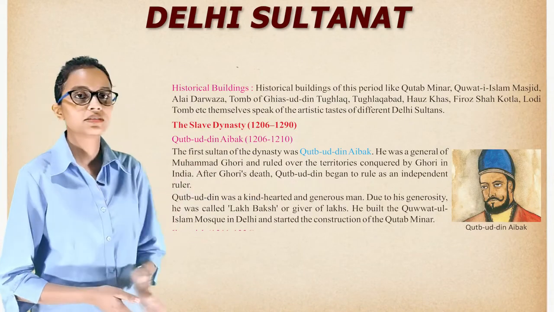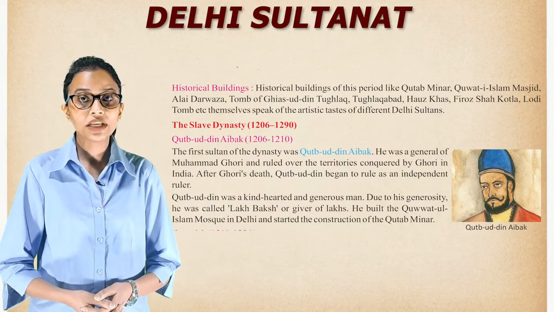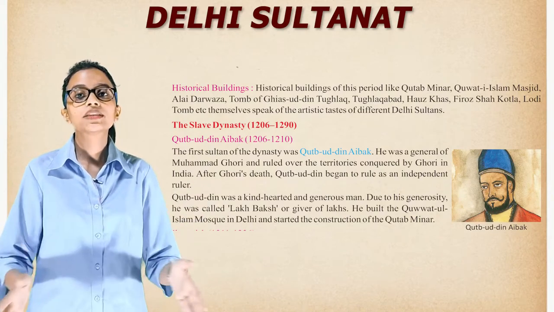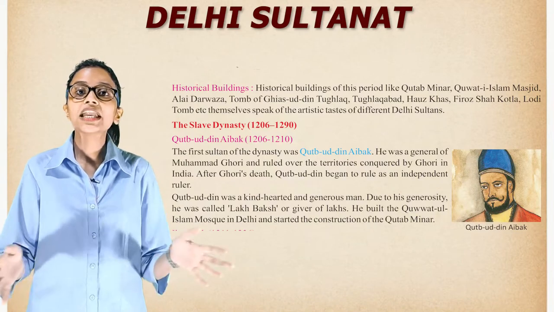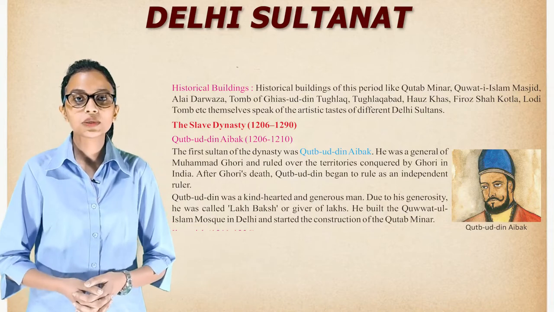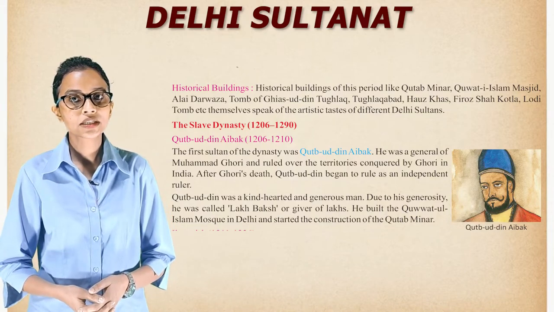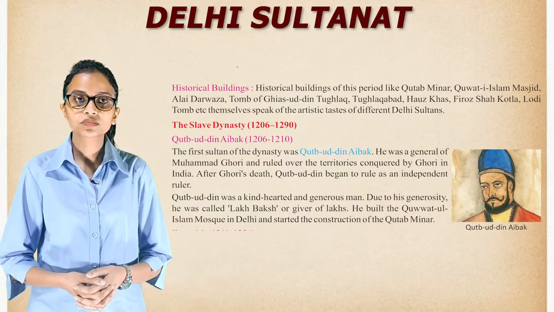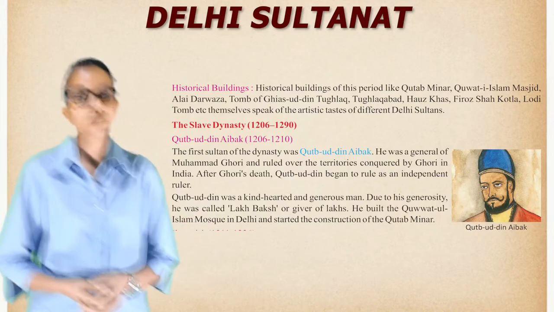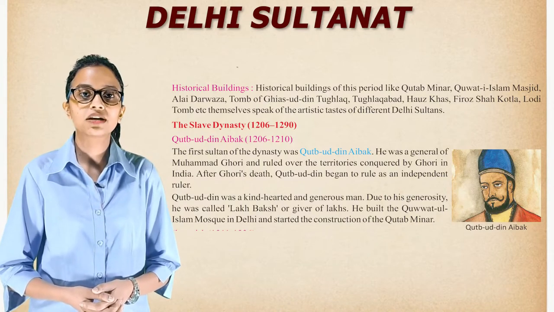Historical buildings. Historical buildings of this period like Qutub Minar, Quwwat-ul-Islam Masjid, Alai Darwaza, Tomb of Ghiyasuddin Tughlaq, Tughlaqabad, Hauz Khas, Firoz Shah Kotla, Lodi Tomb, etc. themselves speak of the artistic taste of different Delhi sultans.